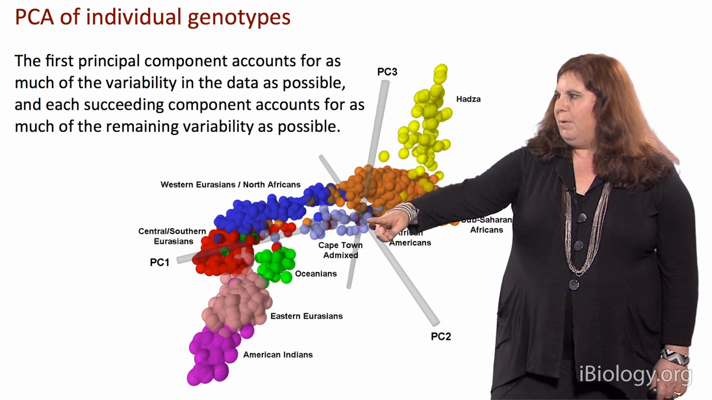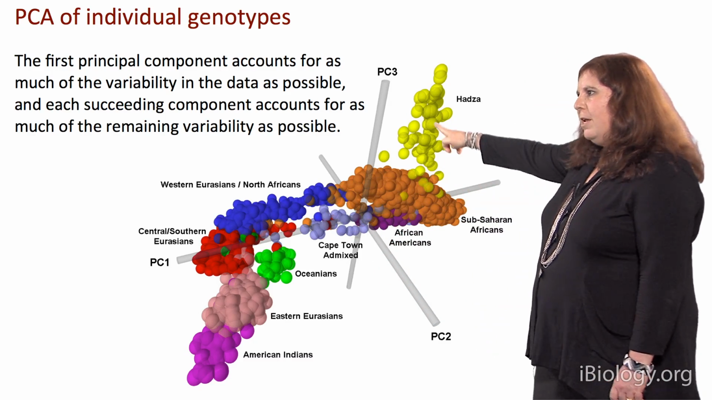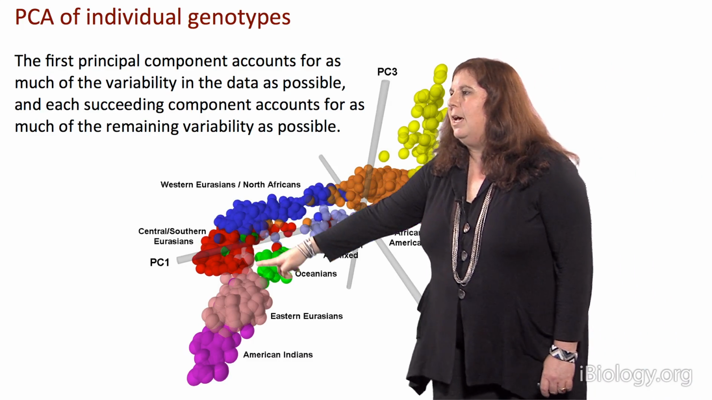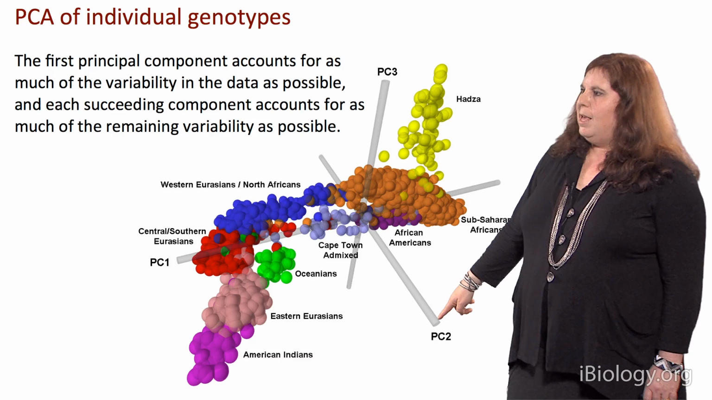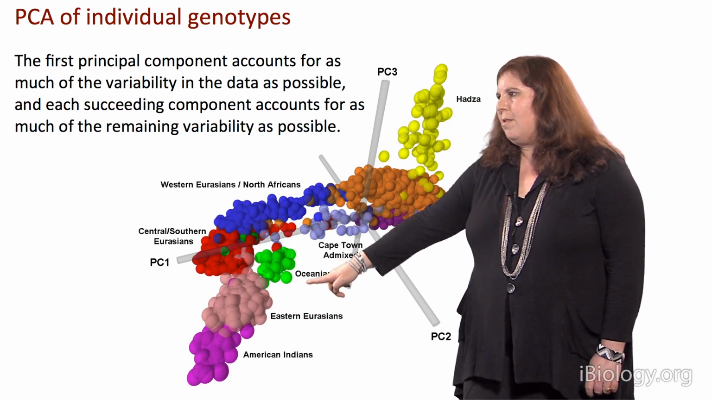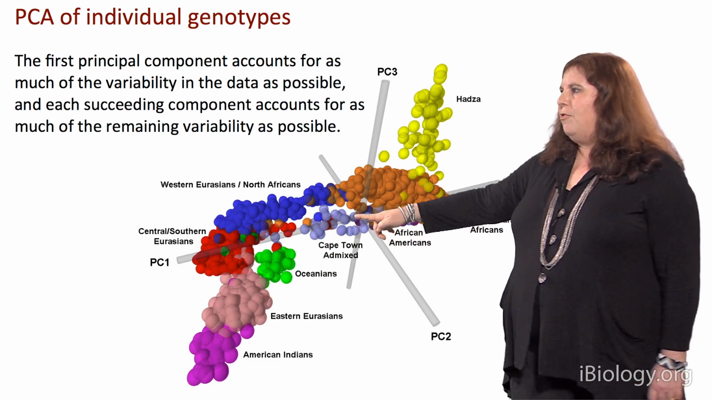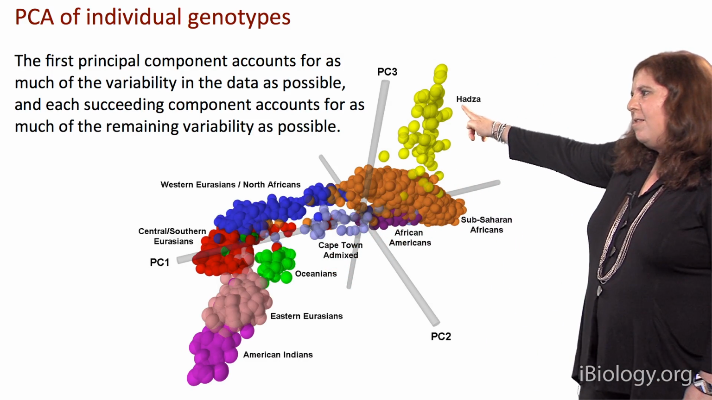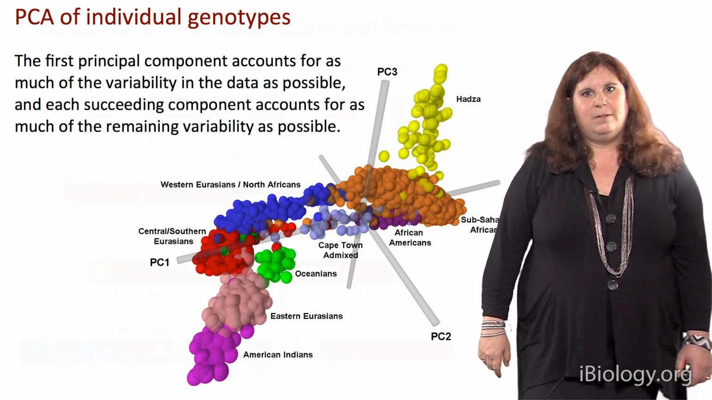So the first principal component essentially is differentiating the African groups from the non-African groups. The second principal component is differentiating the Native Americans, Eastern Asians, and Oceanian populations from the rest of the world. And the third principal component is distinguishing the Hadza hunter-gatherers from Tanzania from the rest of the world.